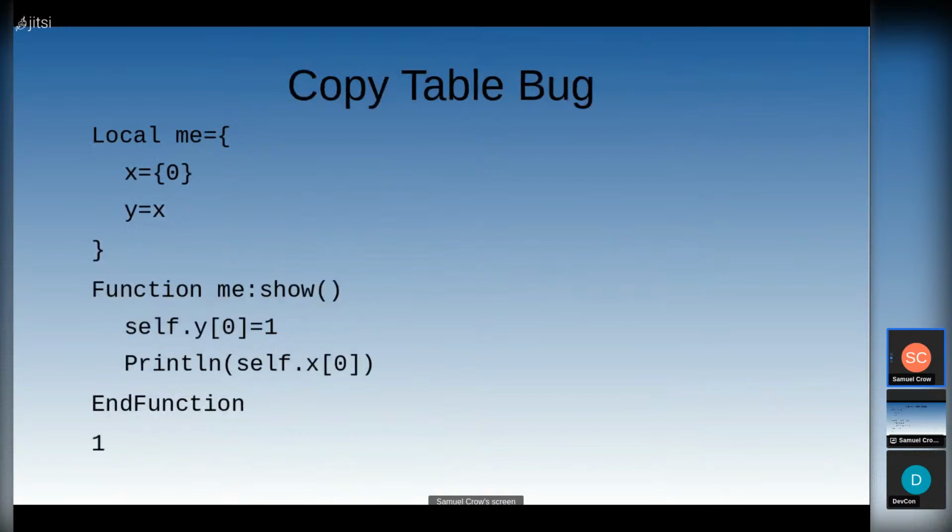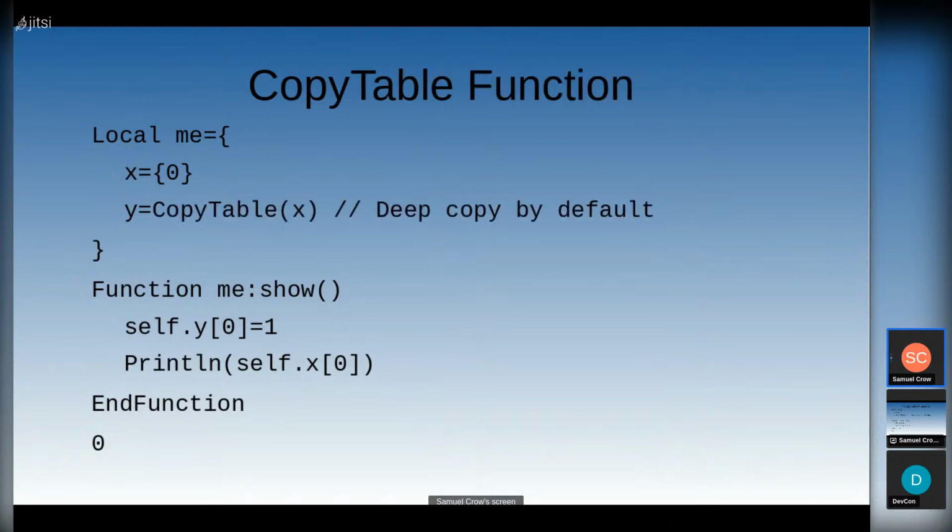Can you figure out why this is a bug? Because the X is not a primitive? Yes, it's a table. So it aliases to the Y variable, and it just has a use count of 2. So you can't assign Y a value without it also going to X. That's why you get a 1 here. Good, well spotted. Here's the best solution. Copy table by default does a deep copy, but if you pass false as the second parameter, it'll do a shallow copy for you just as easily.